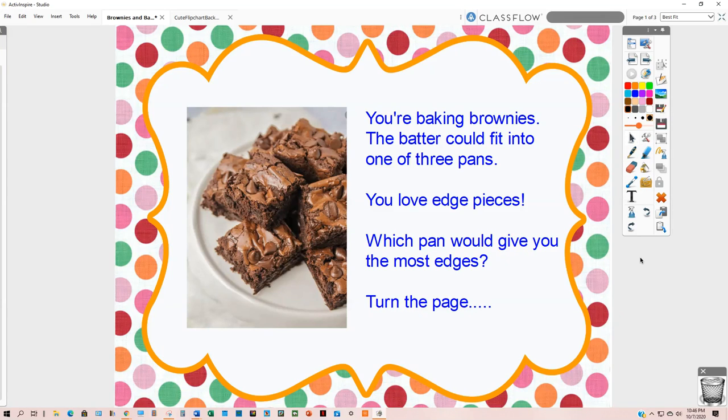Hello, third graders. All right, we have a problem in front of us. If you are baking brownies and your brownies can fit into one of three pans, and if you're like me, you would rather have edge pieces than the middle pieces, we need to figure out which pan would give us the most edges.